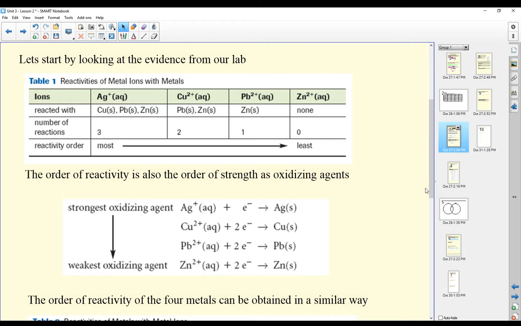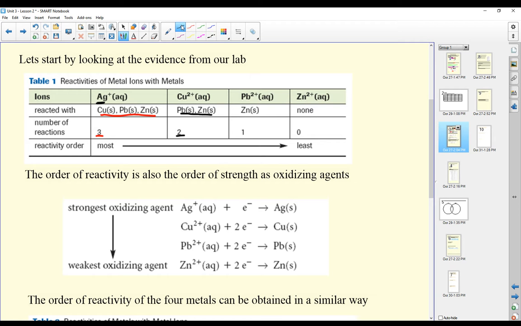silver reacted with copper, it reacted with lead, and it reacted with zinc. So the reactions we got was 3. However, though, we reacted our copper with lead and zinc, and we only got 2 reactions. When we reacted it with the silver metal, nothing occurred.